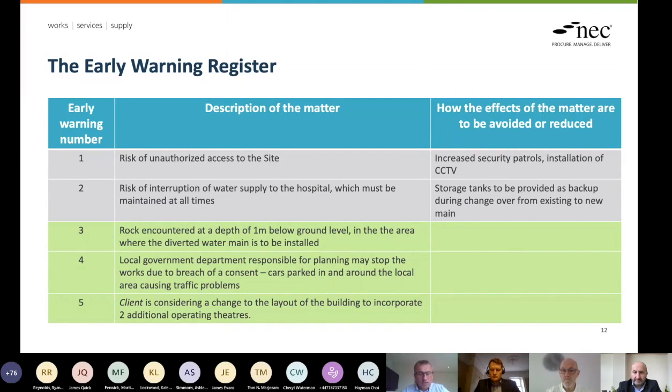So it's understandable that the project manager and the client will be looking at, are early warnings being identified? Are they being addressed? Are they being closed out? Because if they're not, it's a problem, isn't it?